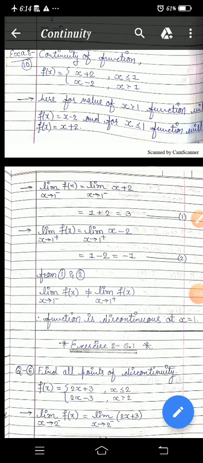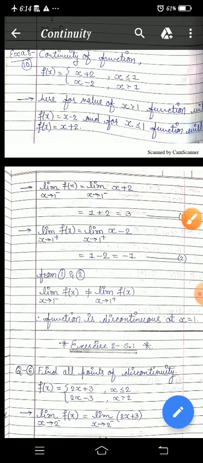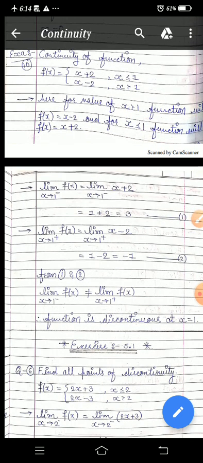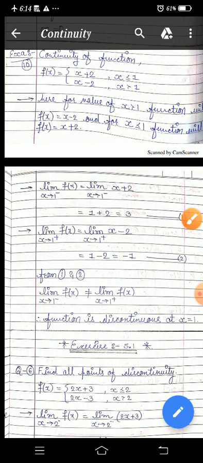Now it is already clear that in equation number 1 the answer was 3, and in equation number 2 our answer is minus 1. So from 1 and 2 directly we can say that these two values are not the same, and if these two values are not the same, then the function is not continuous at the given point. So f of x is not continuous at x equals 1.